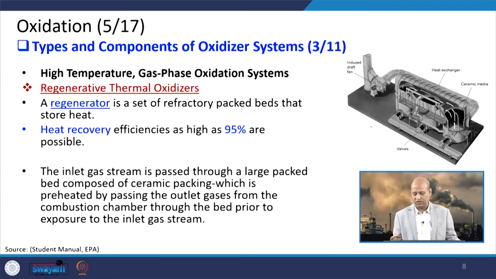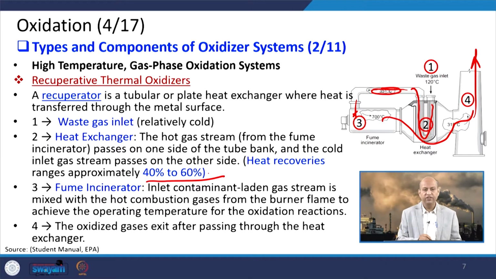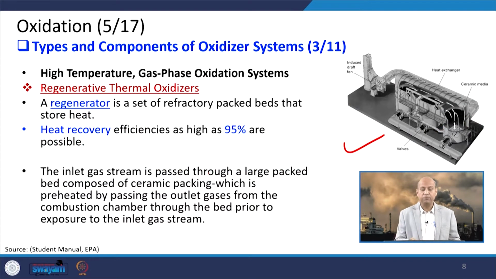They first take the heat into that, and then they keep this heat for a longer period, and these are the valves to control. So, this is the particular device where heat recovery efficiency as much as 95% is possible in this kind of regenerative thermal oxidizer. You can see here it was only 40 to 60 percent heat recovery, but here up to 95% you can recover the heat.